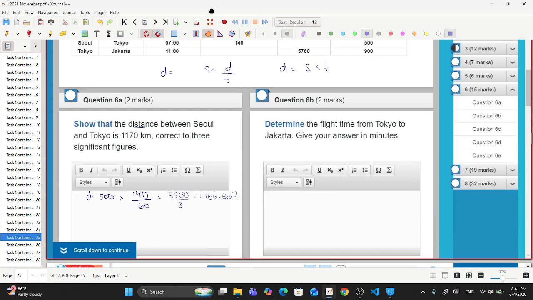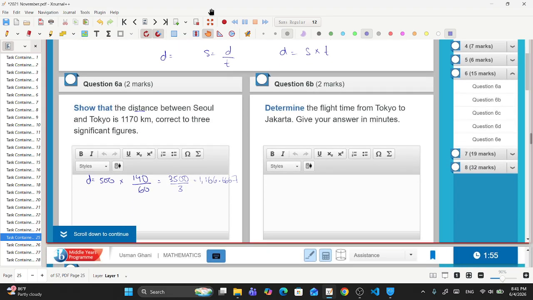But here it says correct to three significant figures. If you understand the concept of significant figures, you should know that 1166 can be rounded off to 1170, because these three are significant figures. Zero is not significant. I hope this clears it up.